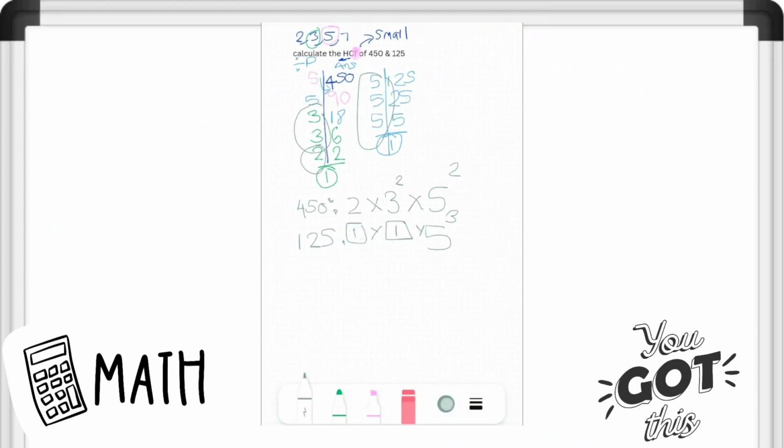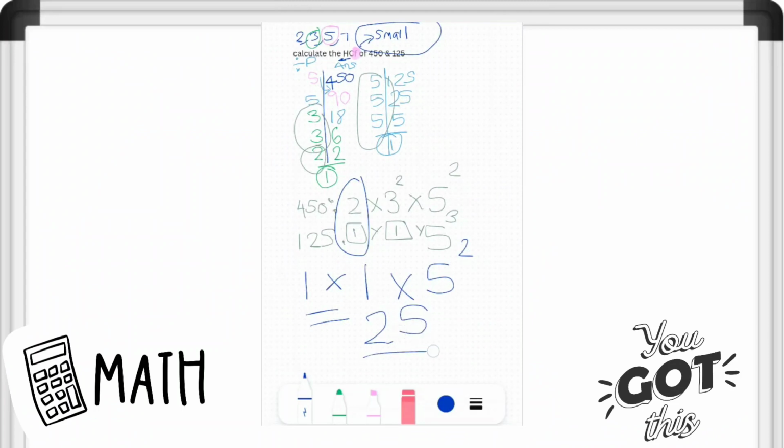Now we rewrite them. Okay, so we're looking for the factors. Factors, small numbers. So out of 2 and 1, which one's the smallest? That is 1. 3 squared and 1, it is 1. And 5 squared and 5 cubed, well, 5 squared is the smallest. If you calculate that, 1 times 1 times 25 is 25. So that is your highest common factor for 450 and 125.